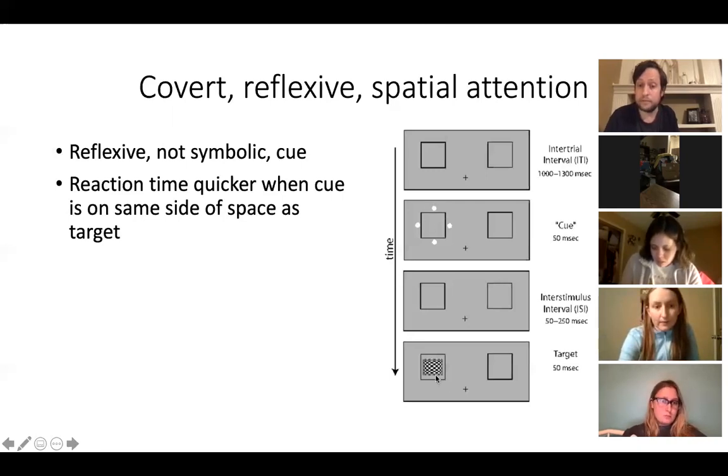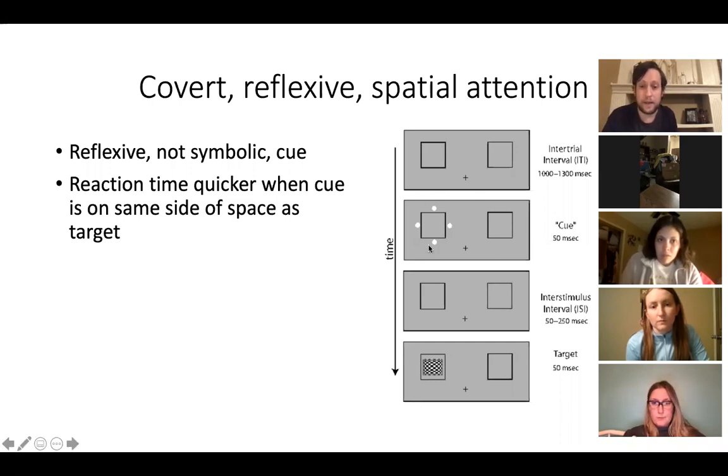Anyone have an idea? The cue occurs over here. The target can occur on the same side, or the cue can occur over here, but the target occurs on the opposite side. In which of those 2 conditions would you expect people's reaction times to be quicker? In the first one. Yes, the first one, the one which is shown.